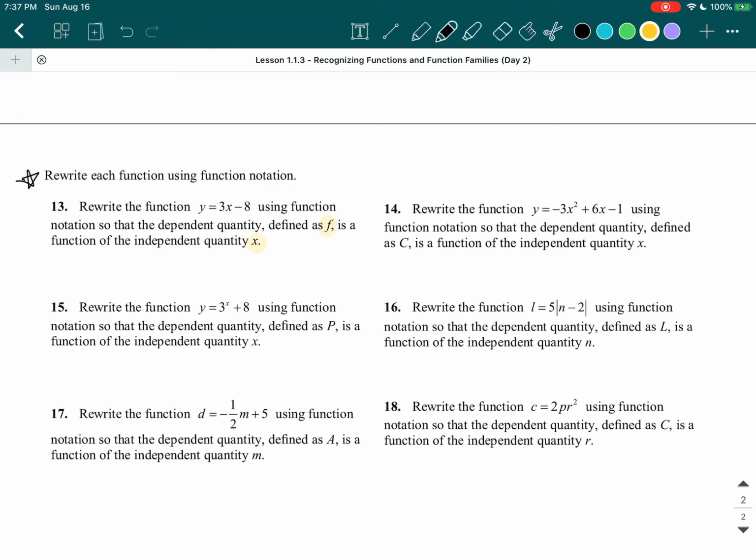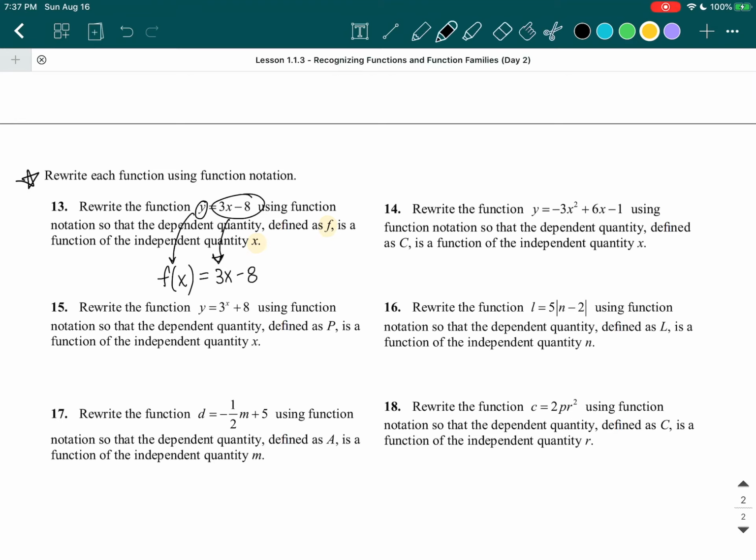Okay, how do I do this? I'm picking the letters. So we're not going to use this y anymore. We're going to change that to f parentheses x close parentheses, and you say f of x is equal to 3x minus 8. You just literally copy this part. Just write it down again. Okay?